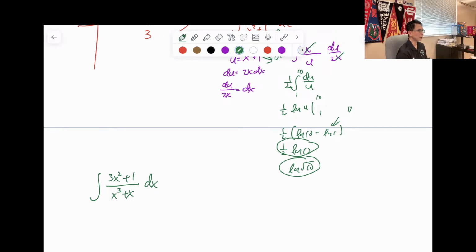Yeah, just do everything in u because the boundary was x, right? You convert the boundary to u and just do everything in u. Don't convert back to x. If you convert back to x, you're going to get a wrong answer.